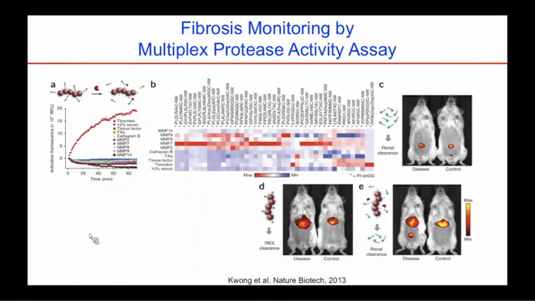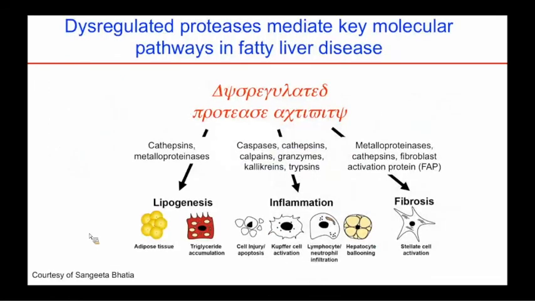And what you get, as shown in this animal study, is a heat map that shows you activity of different proteases across different animals. And here it's just shown diagrammatically as well. I don't remember what this says, but basically it's protease.